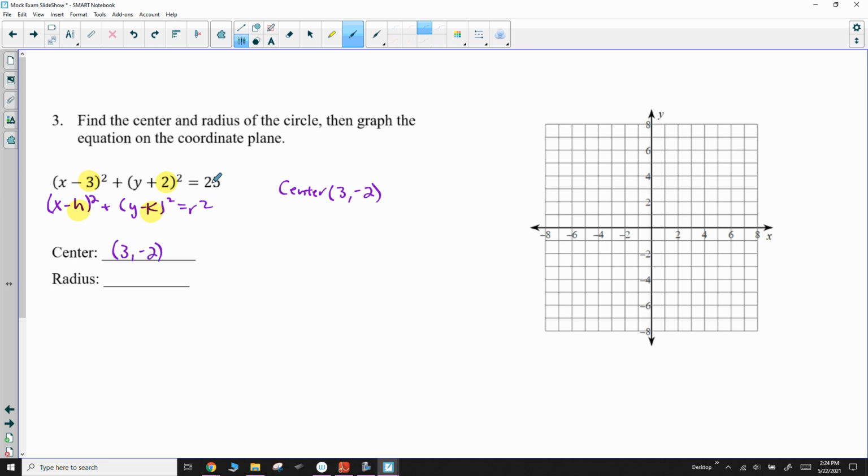My radius squared is 25. So r squared is 25, and the square root of r squared is going to tell us that r is equal to 5. So my radius is 5. So let's go put our center down at 3 comma negative 2. And this is the thing where you have to show me 5 points: the center, and then count up, count left, count right, count down.